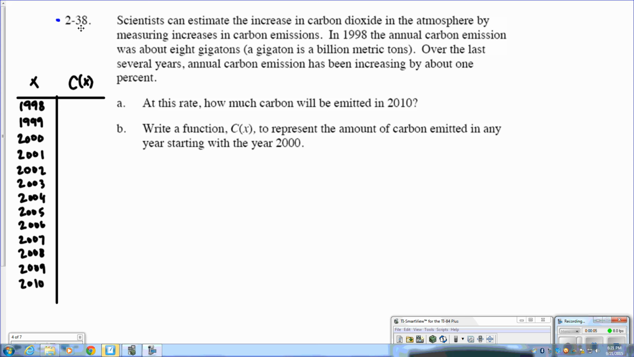Problem 2-38. Scientists can estimate the increase in carbon dioxide in the atmosphere by measuring increases in carbon emissions. In 1998, the annual carbon emission was about 8 gigatons. A gigaton is a billion metric tons. Over the last several years, annual carbon emission has been increasing by about 1%. Letter A. At this rate, how much carbon will be emitted in 2010?